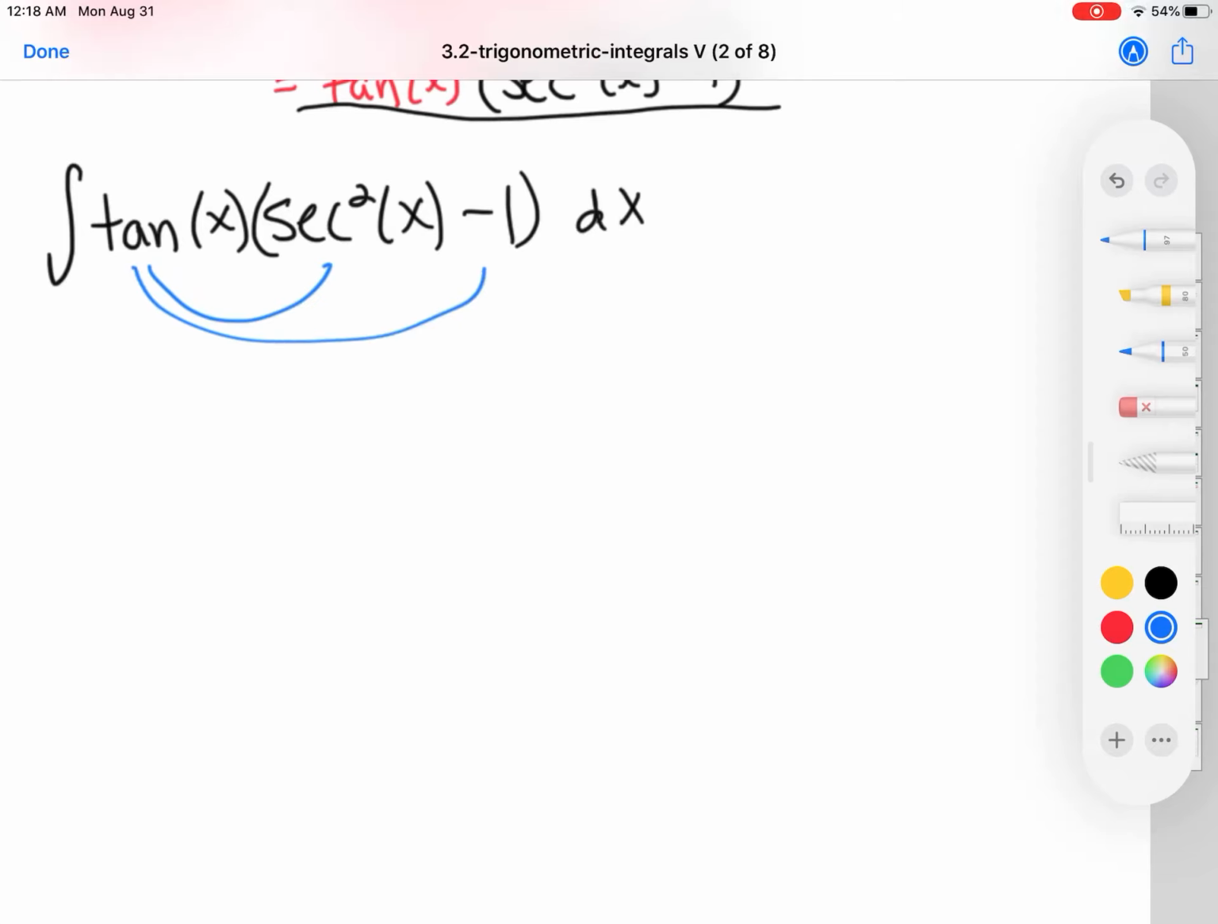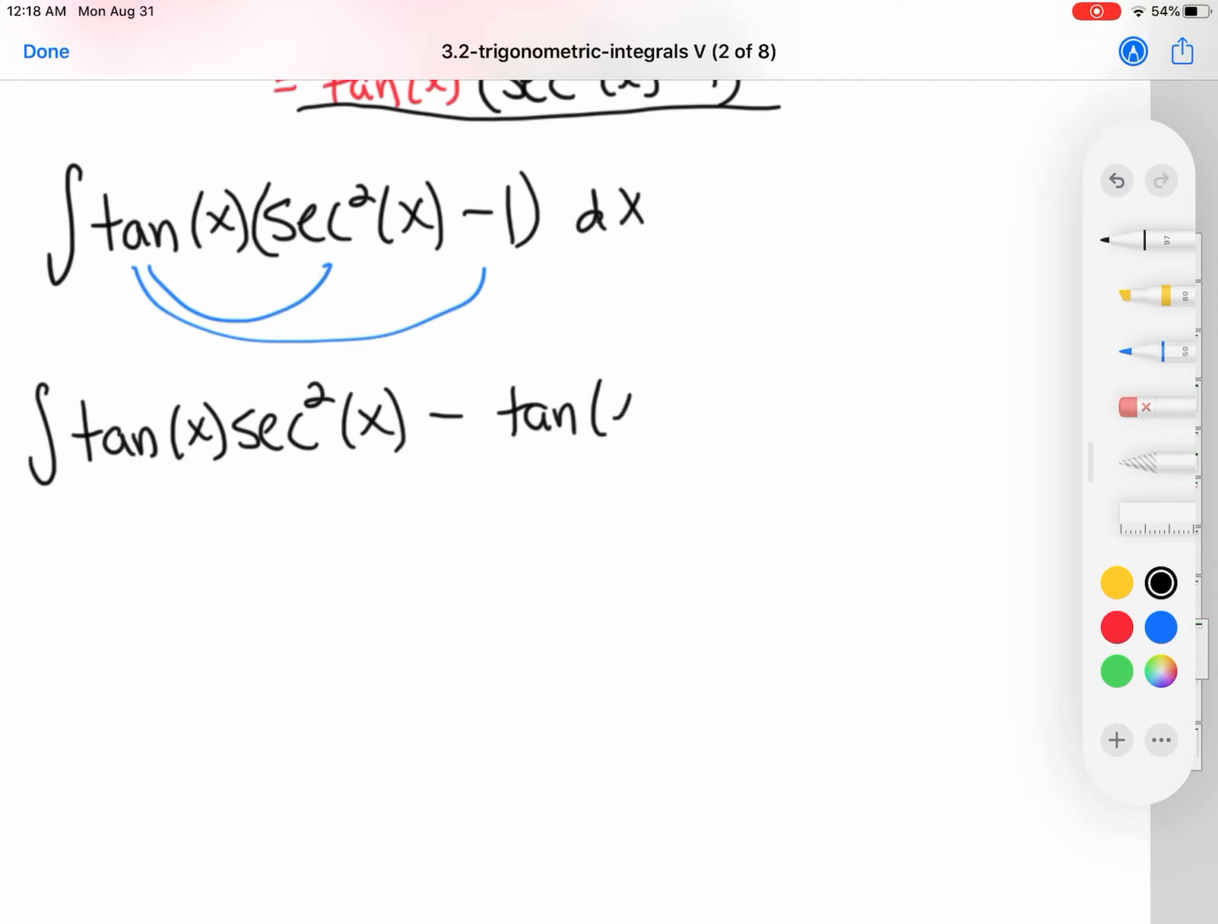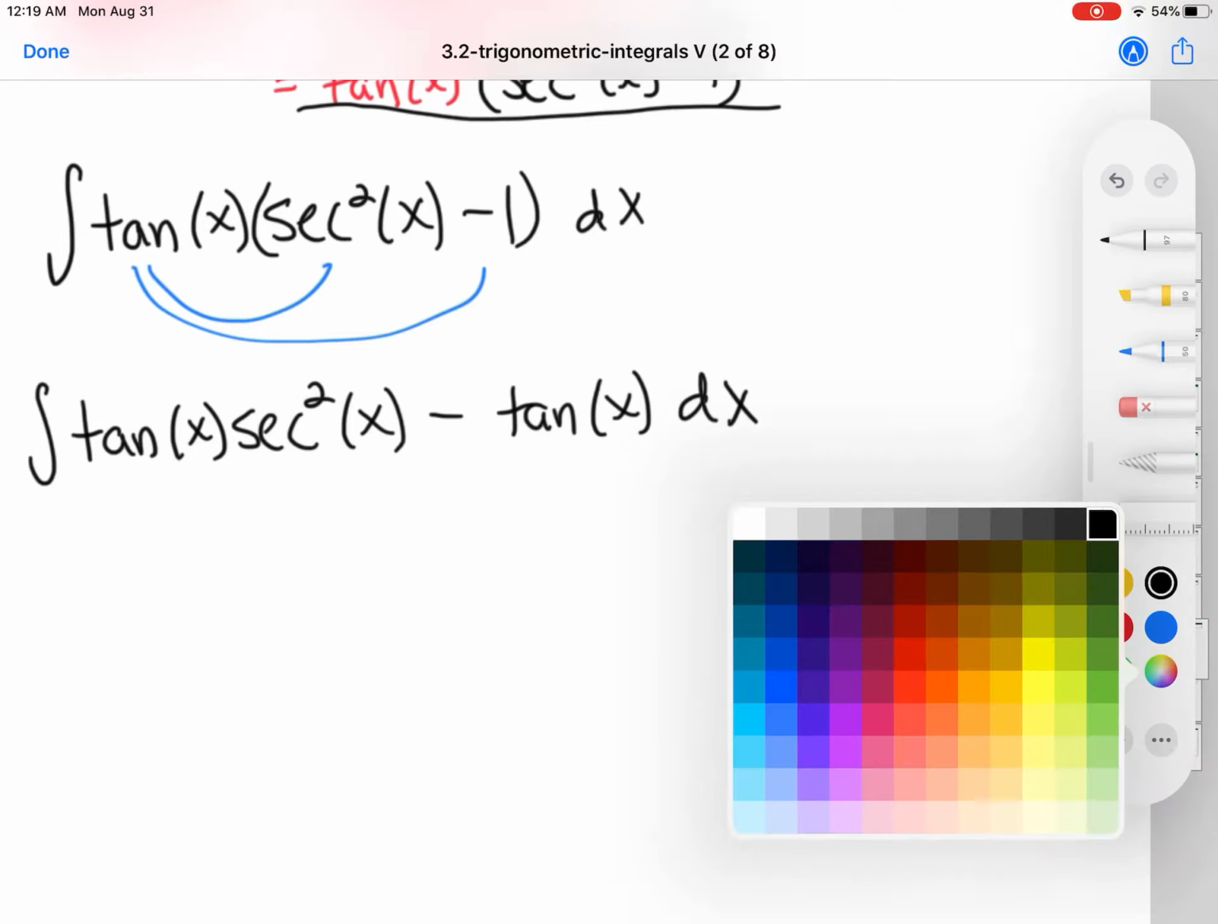Now I'm going to distribute. I'm going to take tangent and multiply it in here. So we're going to have tangent x times secant squared x, and then minus tangent x dx. Okay, how does this help us? It kind of looks more gross. Remember that if we ever have terms inside of our integral, we can break that up into two separate integrals. So that's exactly what we're going to do now.